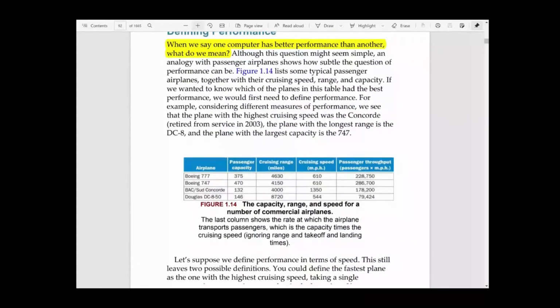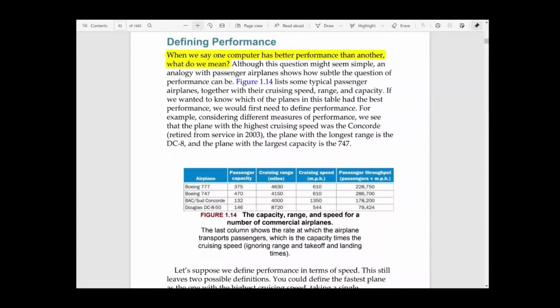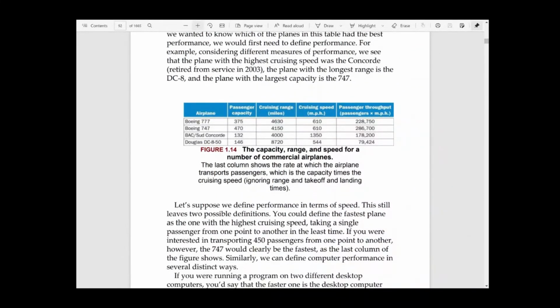Let us use an example. If you read this book, you can see I am directly following the book. How do you define what is called performance? If you see this table, figure 1.14, different types of airplanes are mentioned with different parameters. You can see passenger capacity, cruising speed, cruising range, and the passenger throughput. Passenger throughput means passengers per mile per hour, that is, how many passengers you can deliver at a particular time.